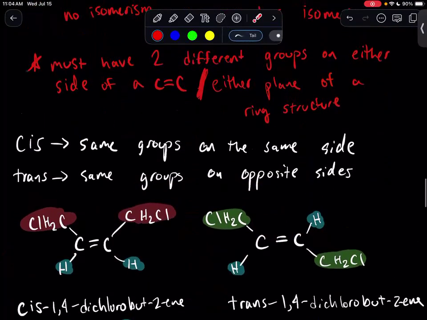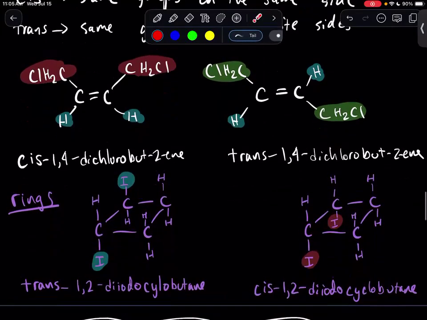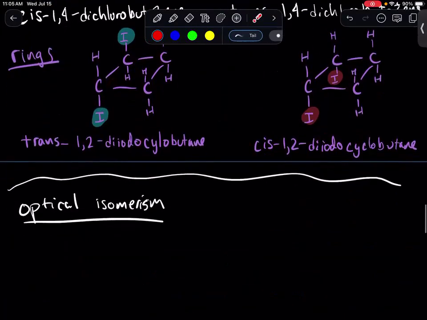So this is cis 1,4-dichlorobutene. Meanwhile, this other one is trans 1,4-dichlorobutene. So with ring structures, once again, opposite ends is the trans and same end is the cis. So trans 1,2-diiodocyclobutane, we use cyclo to reference it is a ring structure, versus cis 1,2-diiodocyclobutane. Butanes because they are all single bonds. So with this, we can now move on to optical isomerism.